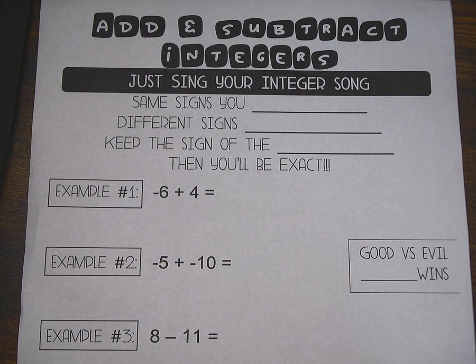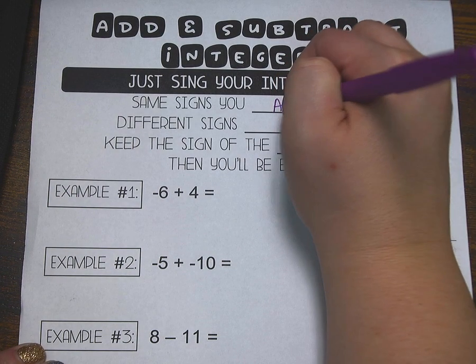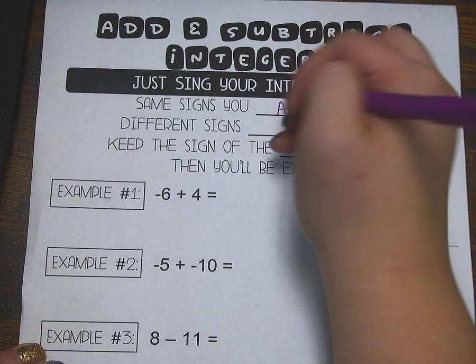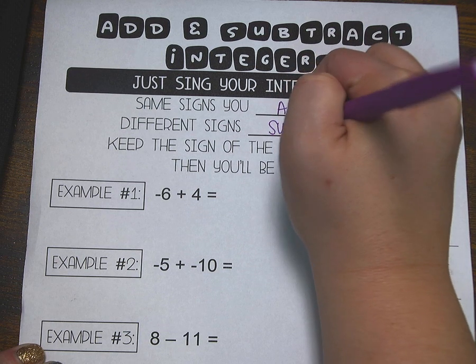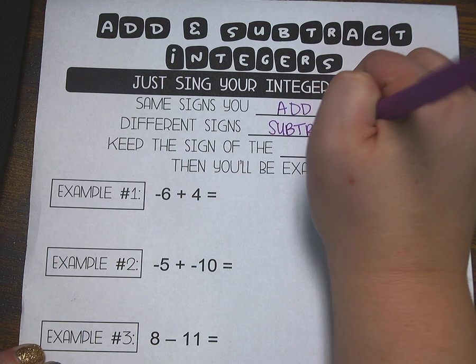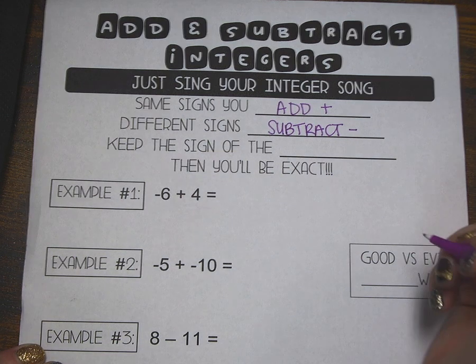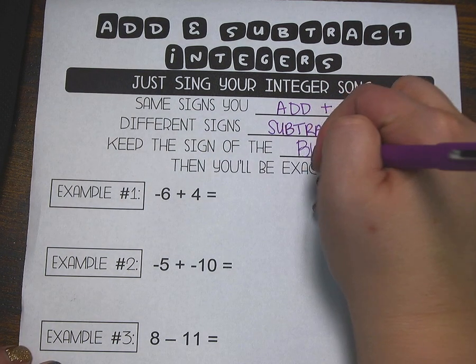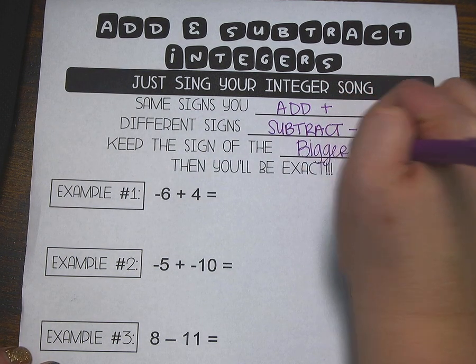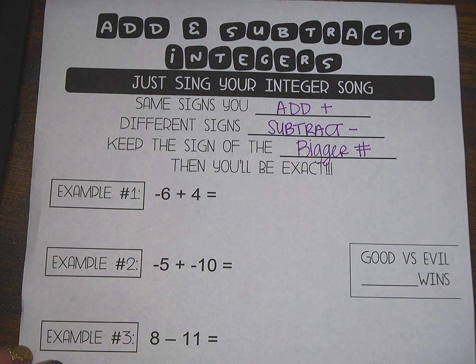Same signs you add, different signs subtract. Keep the sign of the bigger number, then you'll be exact. Same signs you add, different signs subtract. Keep the sign of the bigger number, then you'll be exact. All right, so we're filling that in. Same signs you add, different signs subtract. Keep the sign of the bigger number, and then you'll be exact, okay?